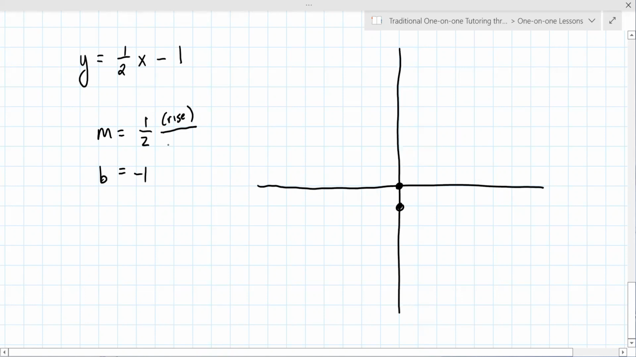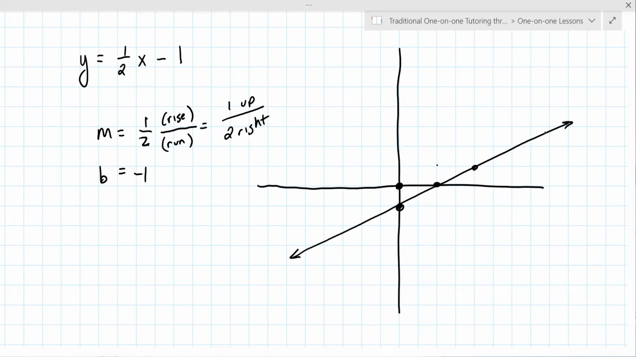How much to the right are you going? Your rise is 1. The other number is 2. How much run are you going? You're going 2. So you go up 1 and 2 to the right. Then you go up 1 and 2 to the right again. That's correct. Notice I'm drawing a line with arrows on both ends because it's actually a line. It extends forever.